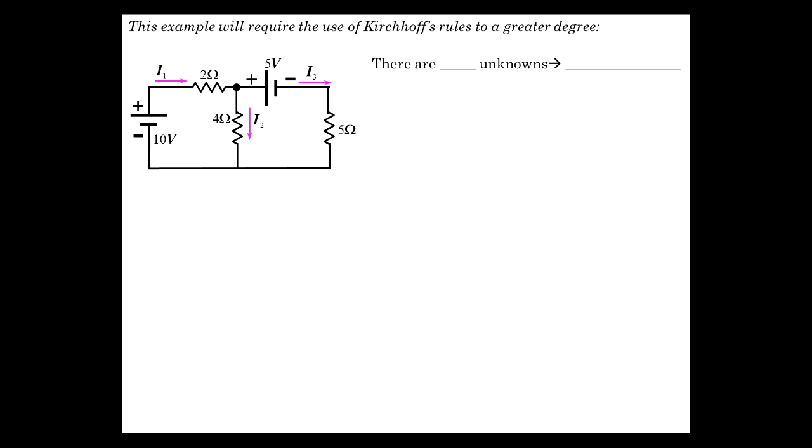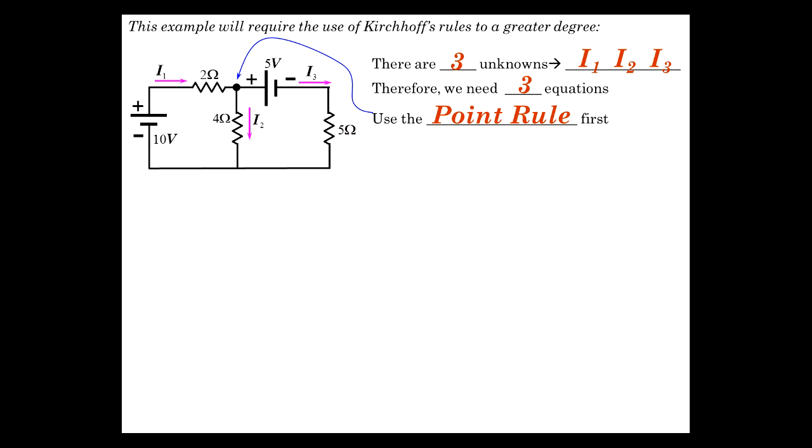But the thing is this. We have how many unknowns? That's right, there's 3. We have 3 currents. We don't know what any of them are. I1, I2, I3. So to solve for those currents, we need 3 equations. 3 equations, 3 unknowns. That's why this gets a little tricky, especially with even more complex circuits. However, you can often use the point rule to reduce the number of unknowns down to 2. And so we're actually going to do that.